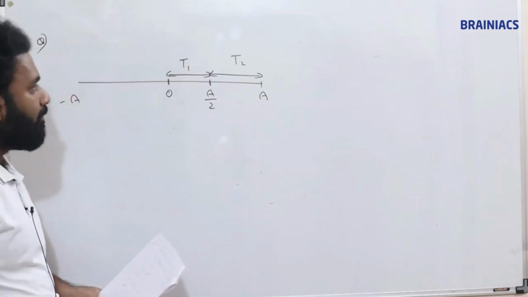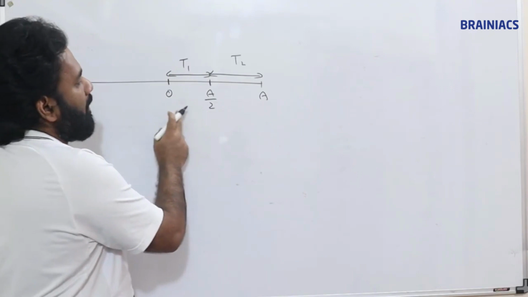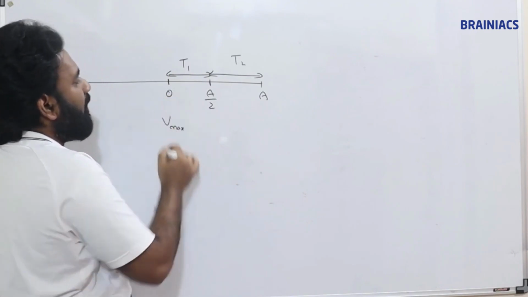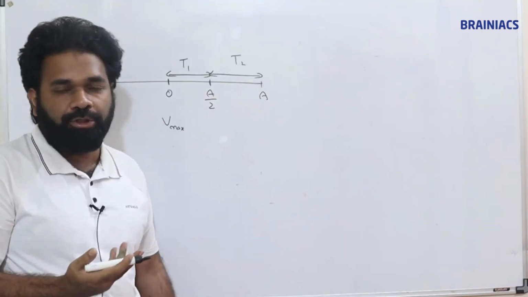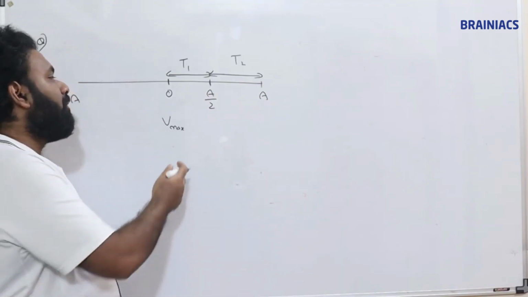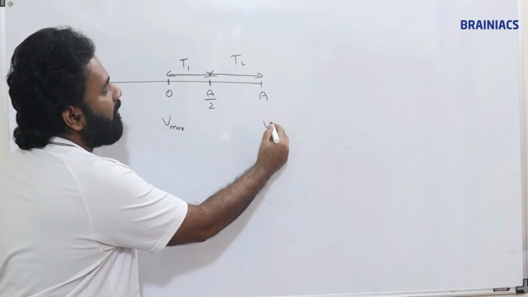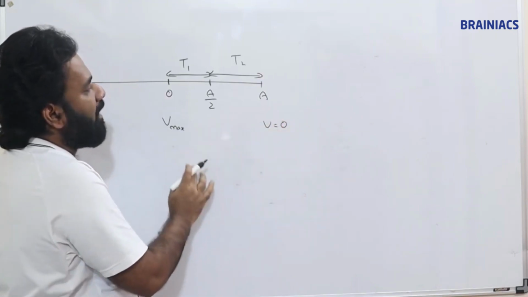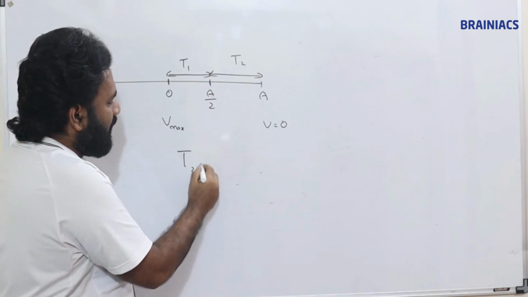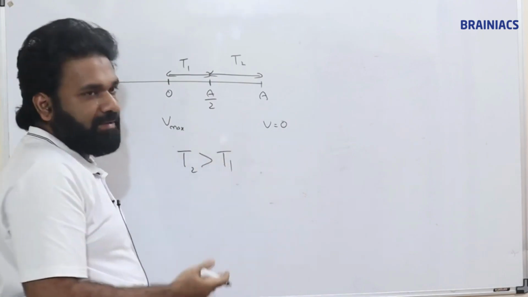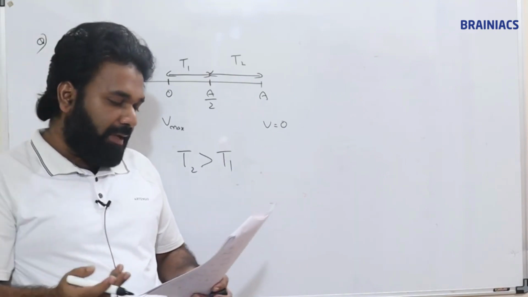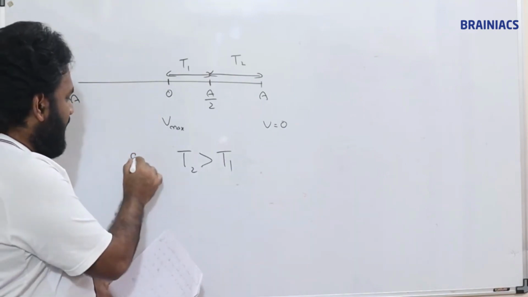Obviously we know the maximum velocity is at the mean position. As it moves outward, the velocity becomes 0. So from this half to that half, the time taken will be more, because there the velocity will be less. From there itself, we can say that option A is the correct answer.